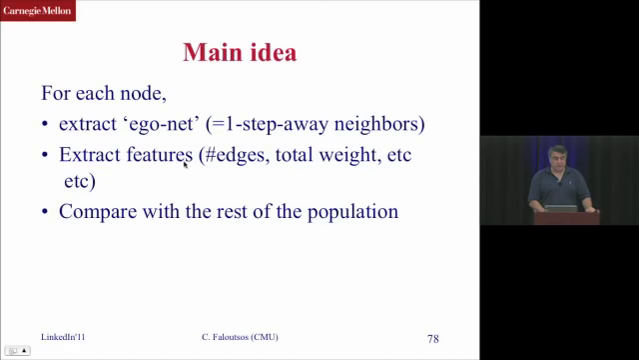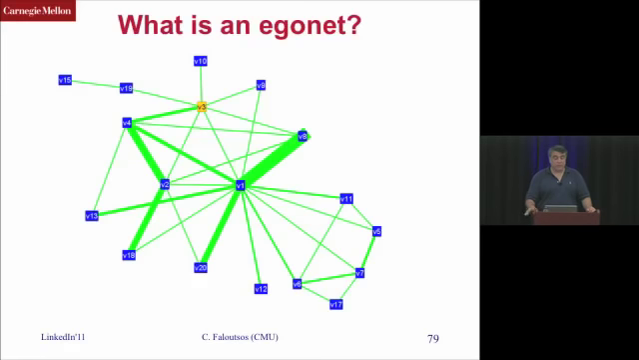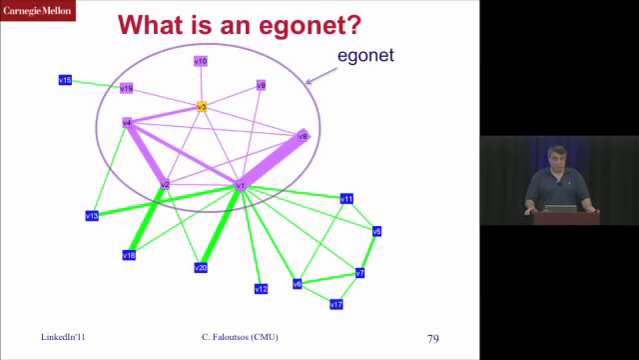How do we proceed? Well, let's look at the neighborhood of every node, the one-step away egonet, extract some features, number of edges, total weight, total number of phone calls, and so on, and see whether this person or computer or whatever the node is deviates from the rest of the population. So what is the one-step away egonet? Let's say the egonet for node V3 is everybody who is one step away plus all the induced edges between them. So this is the egonet of node V3.